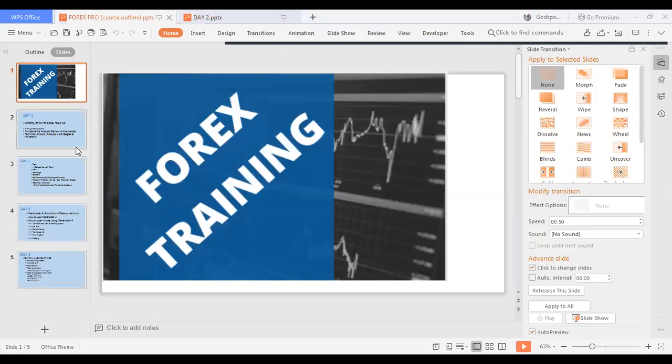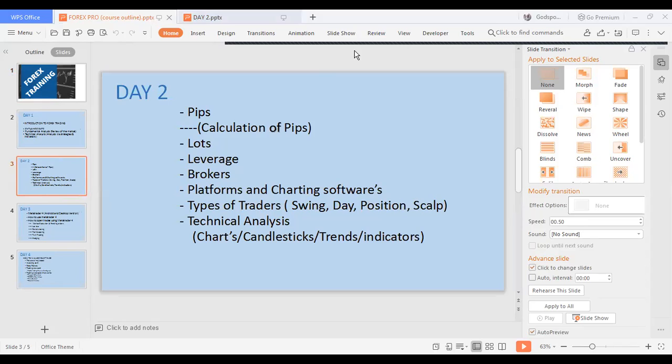What exactly are we having for today? Today is packaged for you because today is the day that the training truly starts. We'll be having a whole lot of things today. Today, we are looking into pips, lots, leverage, brokers, platforms and charting software, types of traders: swing, day, position, scalp. We'll look into technical analysis. All this is what I'll be handling today. I pray God helps us to achieve this.